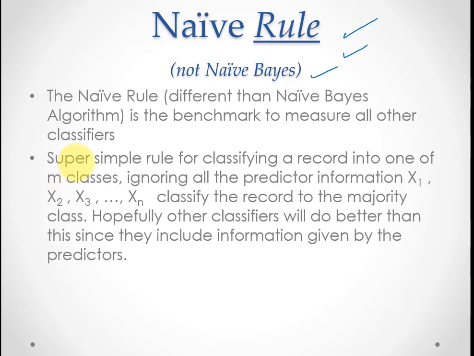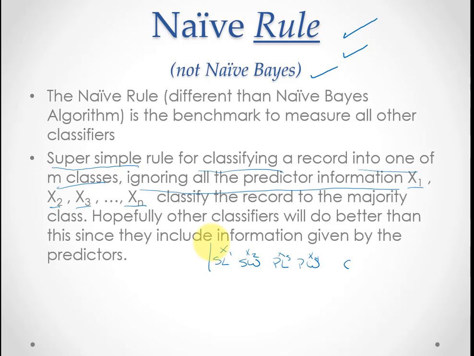So the naive rule, or 0R, is a super simple rule for classifying a record into one of M classes, ignoring all the predictor information. So we're going to ignore x1, x2, x3, xn. Remember that for the iris data set, we had sepal length, sepal width, petal length, petal width, and then the class. This would be labeled x1, x2, x3, x4. In this case, we would have just 4 for the iris, but we could have more in some other case. But we will label them as x1, x2, x3, xn.